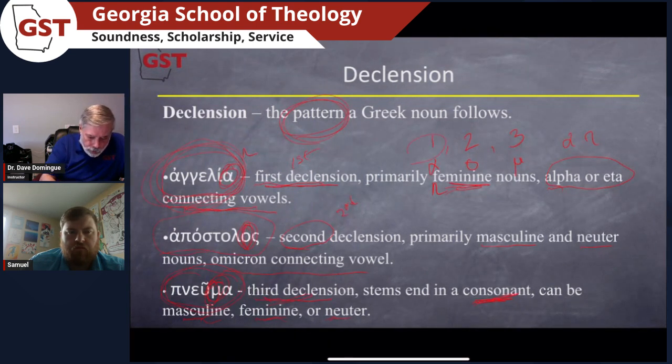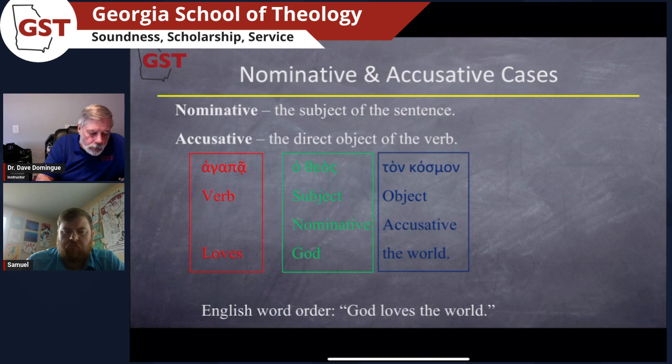We're talking about patterns in first declension, feminine nouns; patterns in second declension, masculine or neuter; patterns in third declension, which can be masculine, neuter, or feminine. So we looked at nominative and accusative cases last week, so I'm just doing a review here. The nominative functions as a subject, and the accusative functions as the direct object.